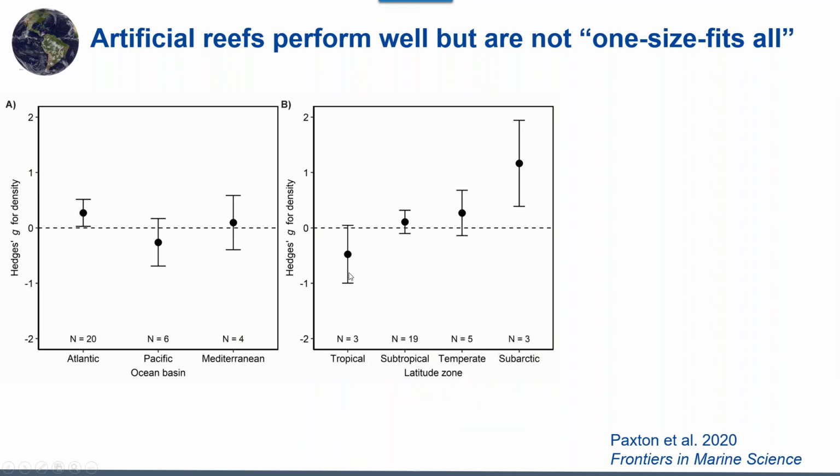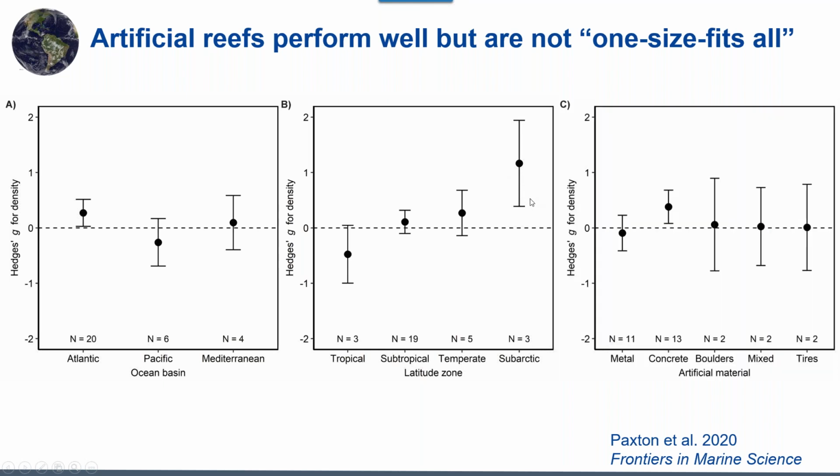In tropical settings, artificial reefs tend to perform less effectively than natural reefs, but again, notice this error bar with slight overlap above the 0 line. No differences in reef performance for fish density by subtropical and temperate latitudinal zones, and in the subarctic, mind you only with 3 samples, artificial tended to outperform natural.